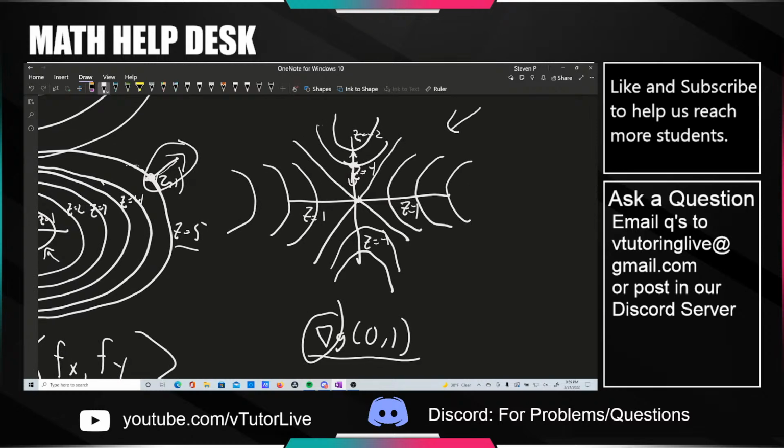Whereas over here, going left or right means increasing in direction, z is equal to 1, but going up or down means z is equal to -1. So you've got this weird mixed behavior, and that's what a saddle point is, where some directions mean going up. A saddle point is neither a maximum nor a minimum.